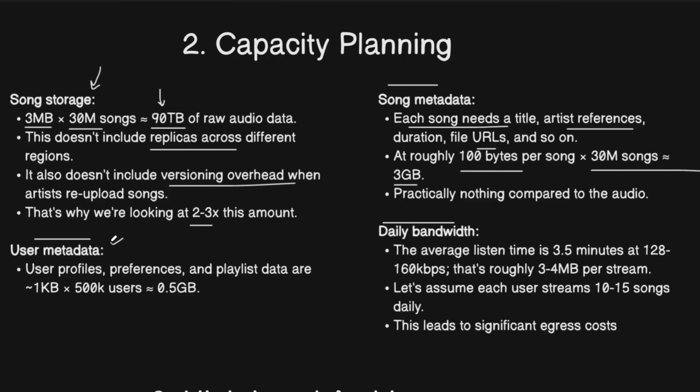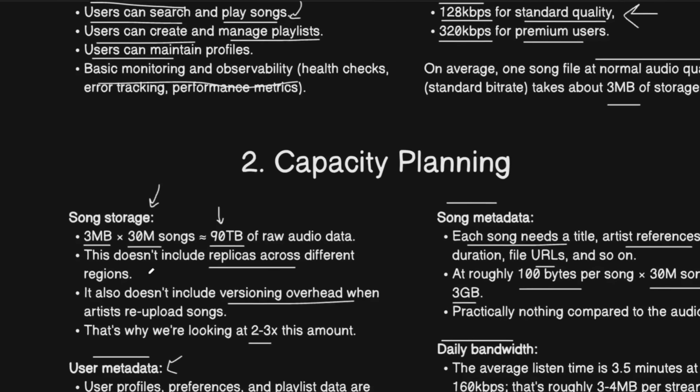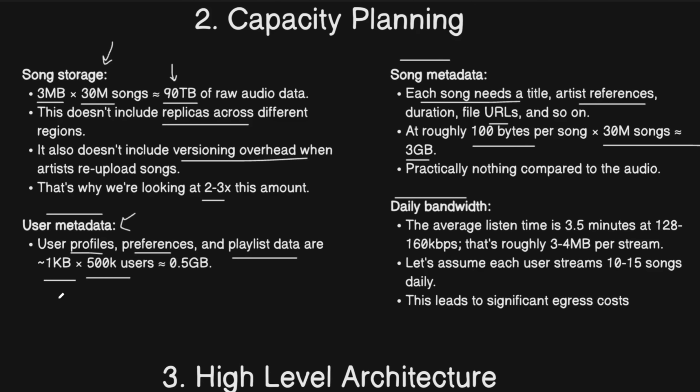For user metadata, again, this won't be something huge, like let's say we need to store the user profiles, preferences, and playlist data. If we assume it's like 1 kilobyte per user profile data that we'll be storing, and we have the 500k users, which we clarified in the first requirements here, that means that we'll be dealing with 500 times 1 kilobyte, which will be just half a gigabyte of storage for profiles. And the fourth thing we need to estimate is the daily bandwidth that we'll be using. The average listen time, let's say, is 3.5 minutes. This is also something that needs to be clarified in the previous step.